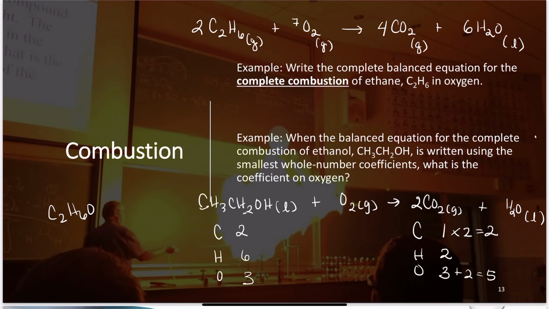Next, I'm going to balance my hydrogens. Put a 3 in front of the water. That gives me 6 hydrogens and 2 more oxygens. Now I'm up to 7 oxygens on that side. So 2, 6, and 7. I need to get 7 oxygens on this side. Don't forget you have 1 oxygen here in your ethanol. Put a 3 here. This gives me 6 oxygens. This makes number 7.